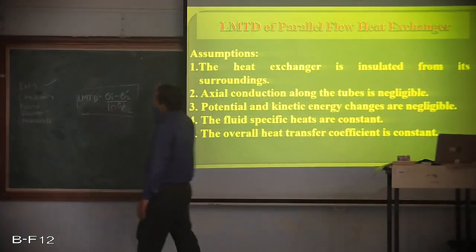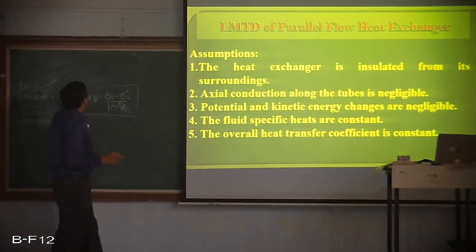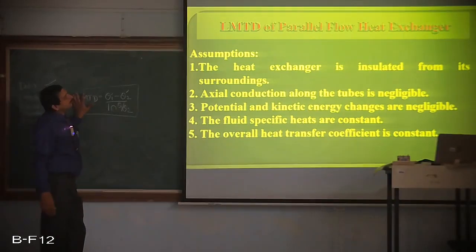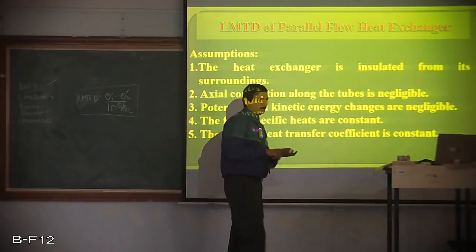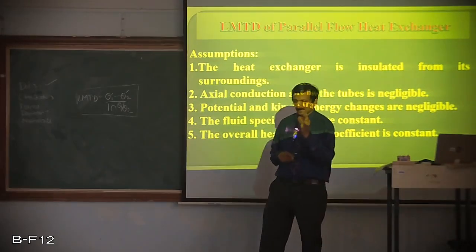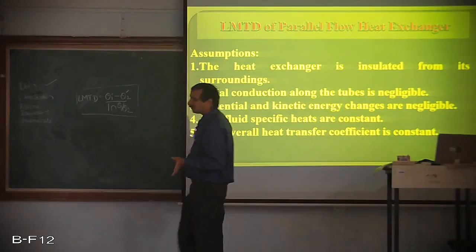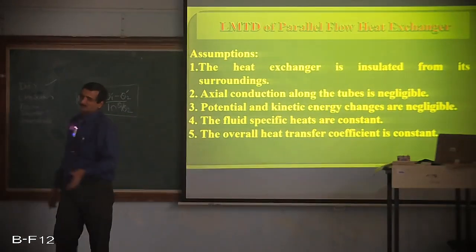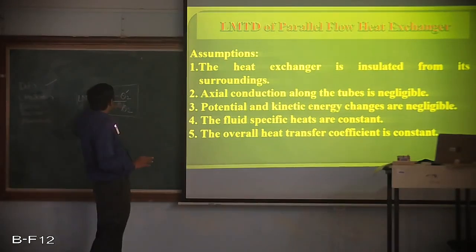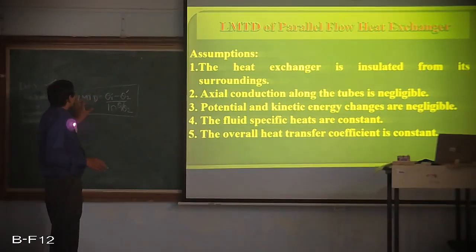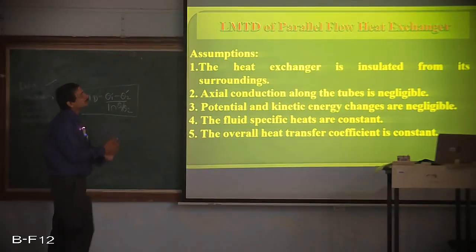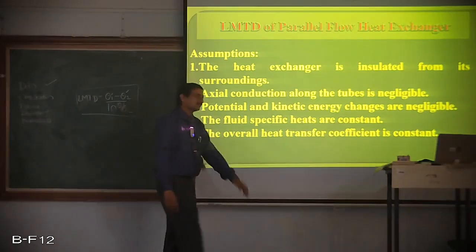So in this case, what is unknown? The LMTD is unknown to me. What is known? I know the temperature at the inlet and at the outlet for the hot fluid as well as the cold fluid. I know the area, everything I know, but I don't know this one. So I am finding the derivation for this one, and for derivation certain assumptions are required.